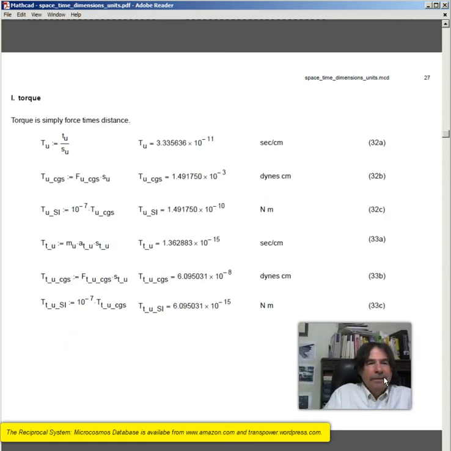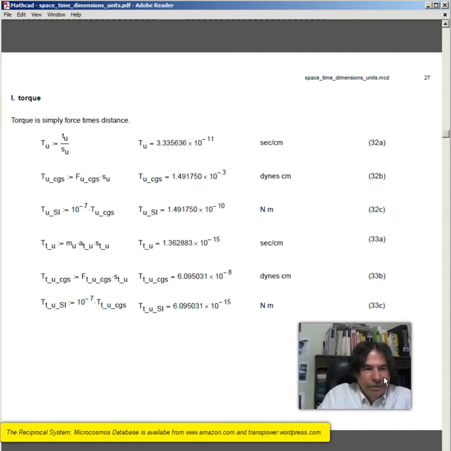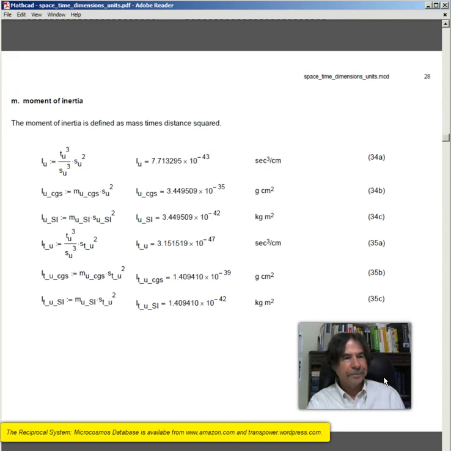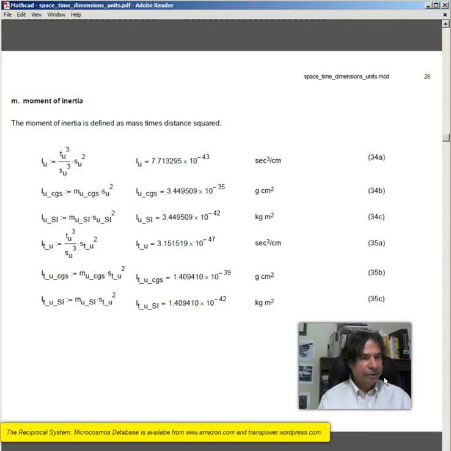Okay, now back to something simpler. We get to torque, which is simply force times distance. You can see the second per centimeter value there, dyne-centimeter, newton-meters for both the time-space and time region values. Moment of inertia. Moment of inertia is defined as the mass times distance squared. Nothing complicated here.